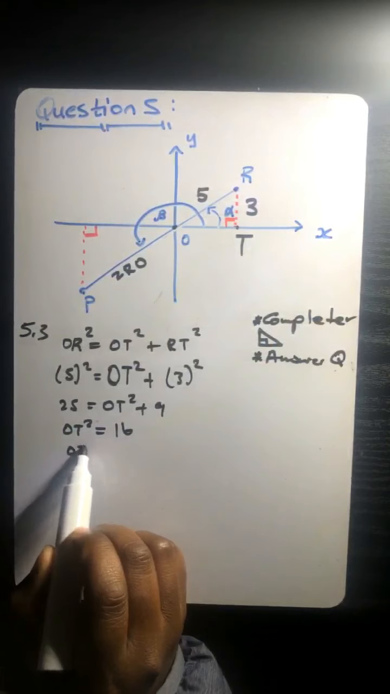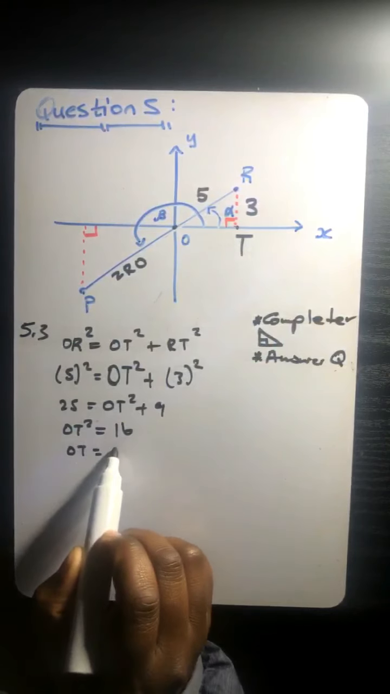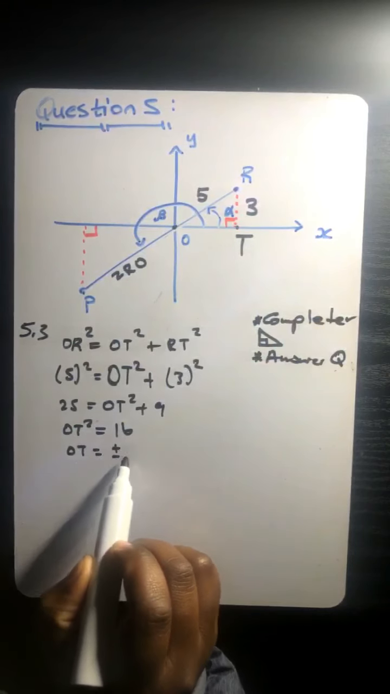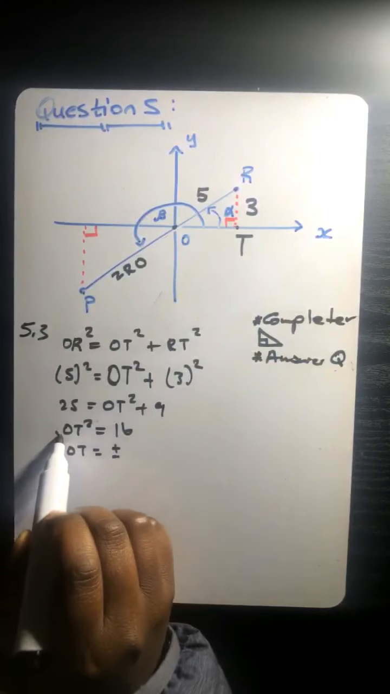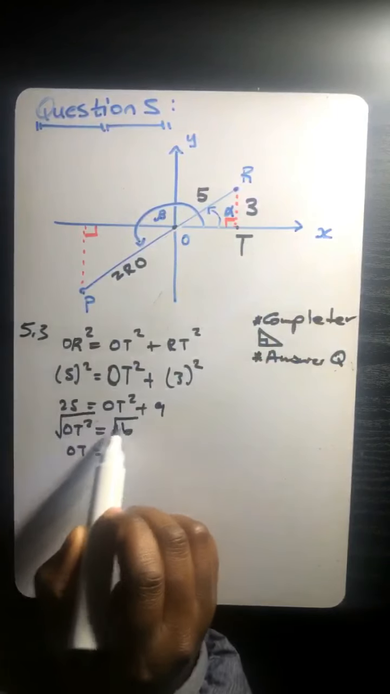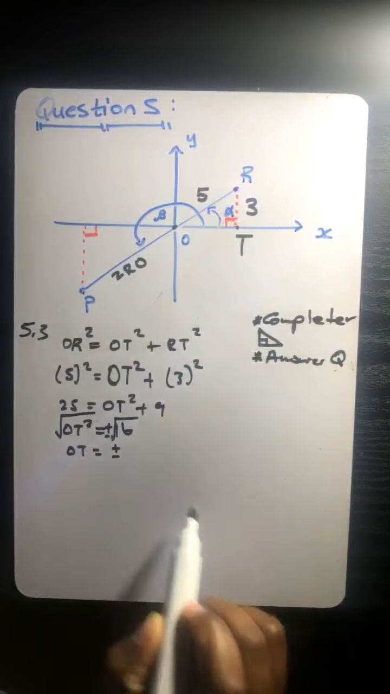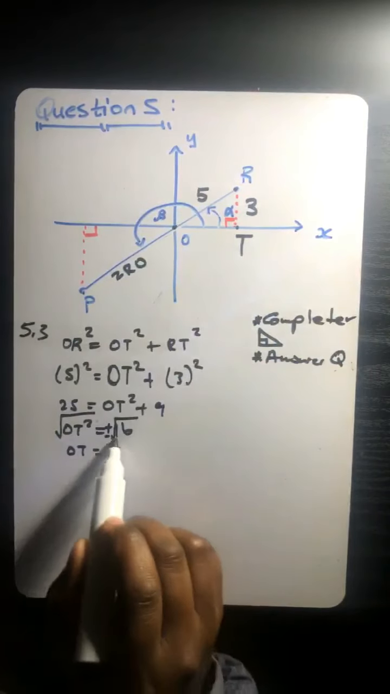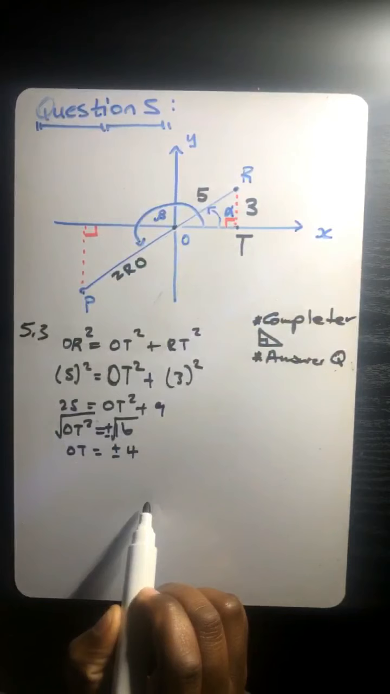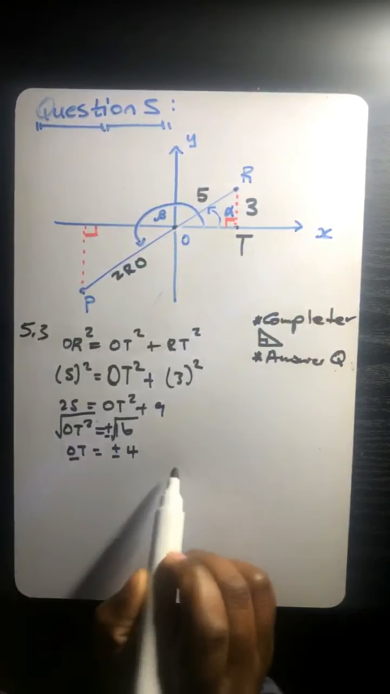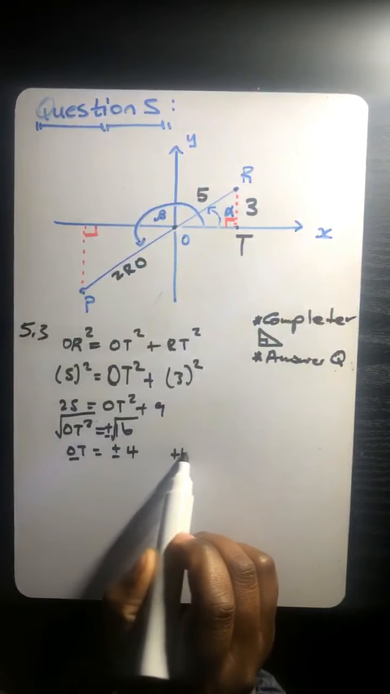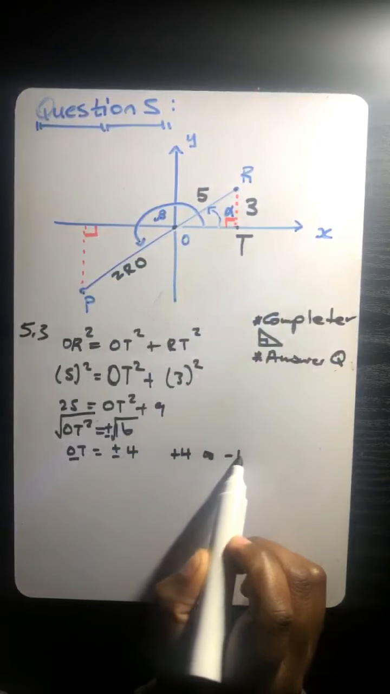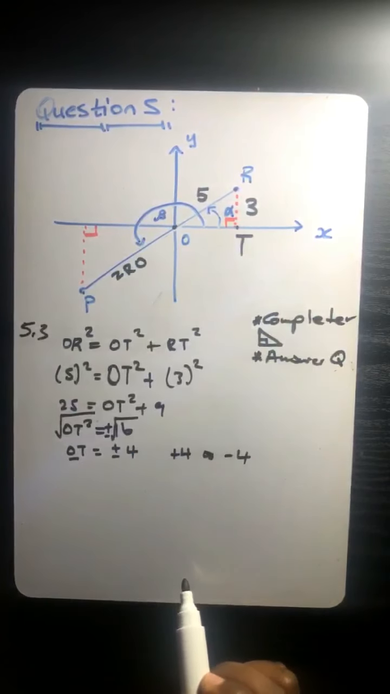Okay, so that means OT is equal to plus or minus 4. But remember, guys, when you introduce a square root on both sides, you have an answer of a plus or a minus. So the square root of 16 is 4, which means OT is either positive 4 or negative 4. Which one is it and why?